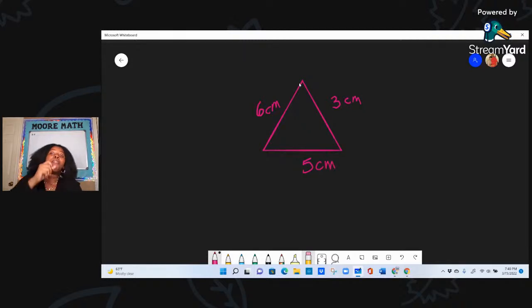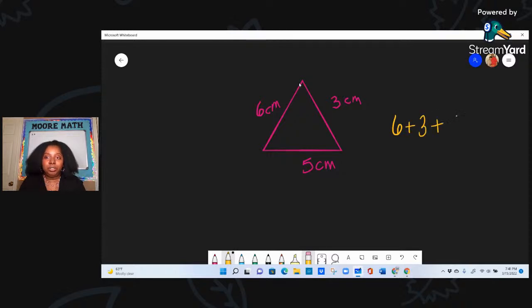Perimeter means outside of the shape. It's everything outside of the shape. We're going to add everything outside the shape together. If we're talking about area, that's the inside of the shape, but perimeter is just outside the shape. We keep it simple. So if one side is 6 and another side is 3 and another side is 5, we just add them together to get the perimeter.